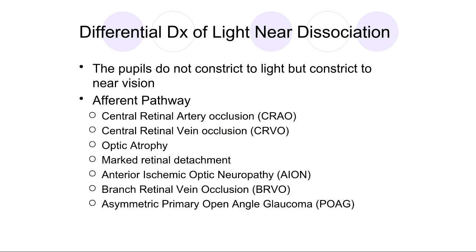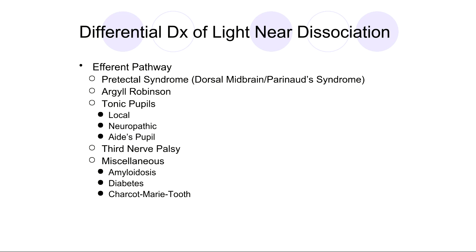So what are some of the causes? Along the afferent pathway, we may have bilateral central retinal artery or vein occlusions, optic atrophy, marked retinal detachment, anterior ischemic optic neuropathy, branch retinal vein occlusion, or asymmetric primary open angle glaucoma.